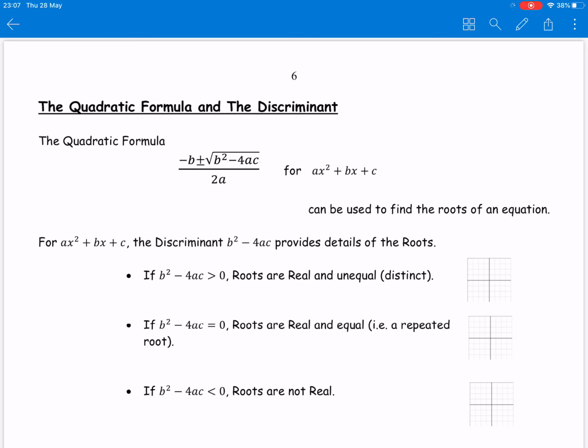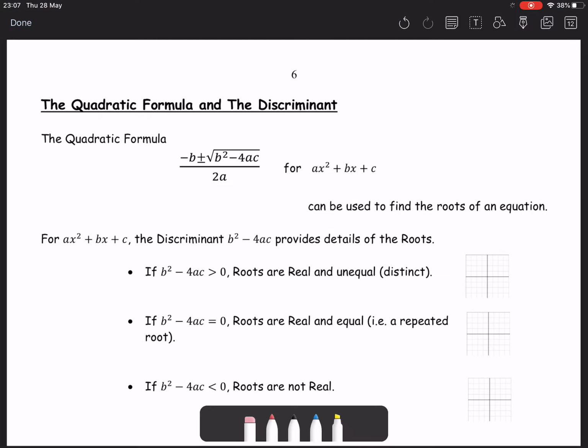Right, fire pupils, here is a wee recap on the quadratic formula and the discriminant. So a quadratic formula, as stated here, finds the roots of an equation. So it finds the values where the graph will cross the x-axis.